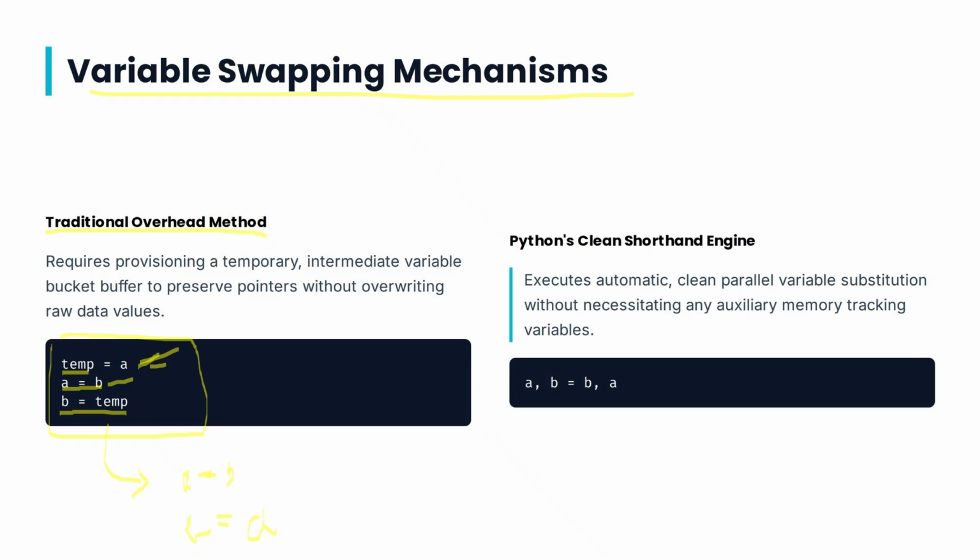done. Second is Python's clean shorthand engine. It executes automatic clean parallel variable substitution without any auxiliary memory tracking variables. When coding in Python, it is very easy and we don't have to do anything. If we write a, b = b, a, it simply swaps the values. When we are assigning a, b to b, a, the value of b is assigned to a and the value of a gets assigned to b, and in a single line we complete the swapping.